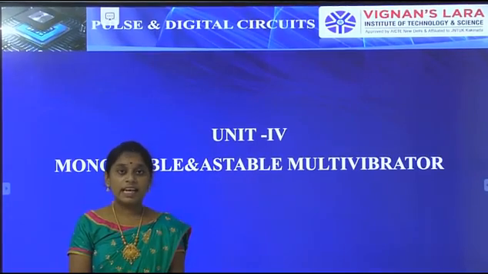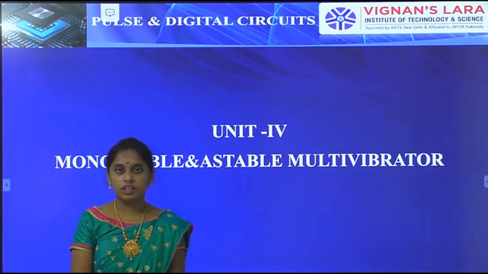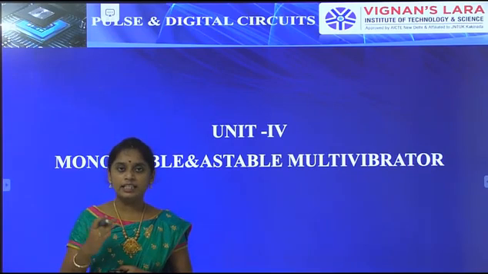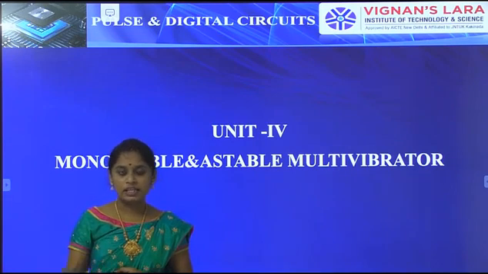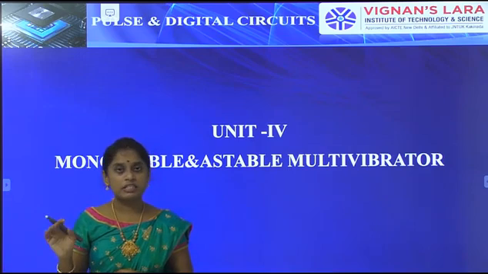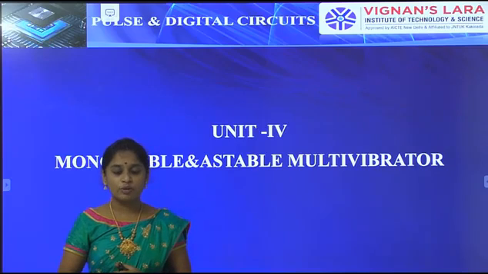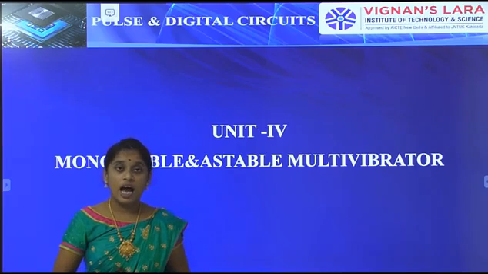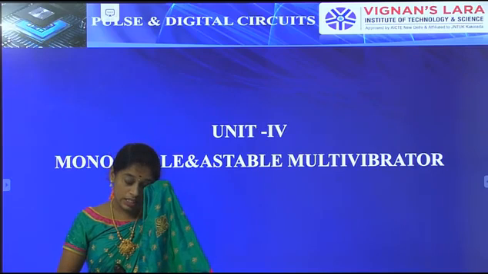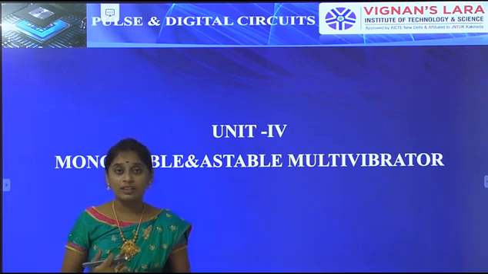Hi students, in the last class we discussed the design of the monostable multivibrator. As we know, designing means finding out the resistors and capacitor in that particular circuit. In the previous session we discussed the value of the resistor RC1, the capacitor value C, and the resistor R value. At the same time we have to find the biasing voltage, that is VBB.